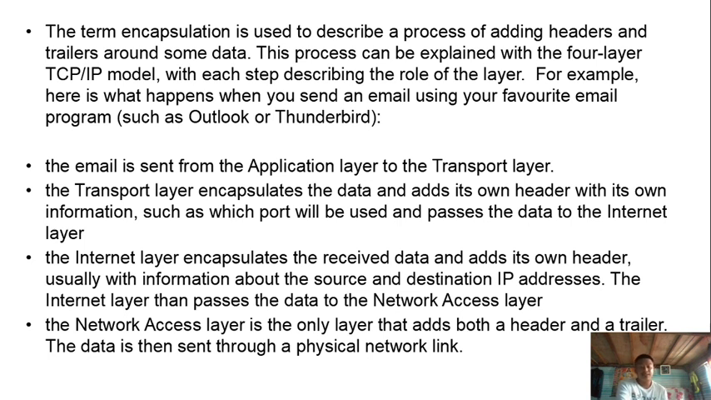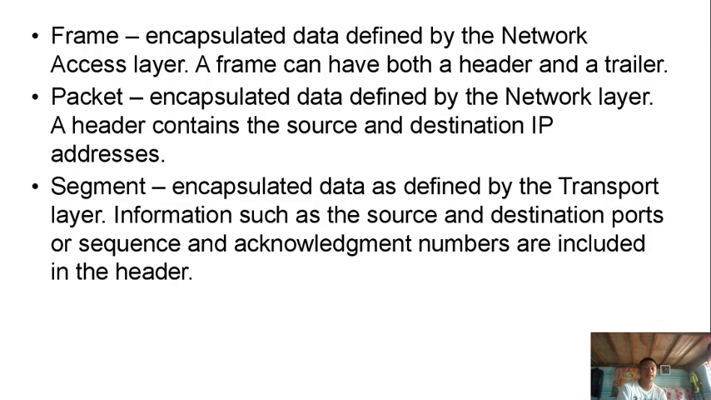The internet layer encapsulates the received data and adds its own header, usually with information about the source and destination IP addresses. The internet layer then passes the data to the network access layer. The network access layer is the only layer that adds both a header and a trailer. The data is then sent through a physical network link. Frame. Frame is encapsulated data defined by the network access layer. A frame can have both a header and trailer.